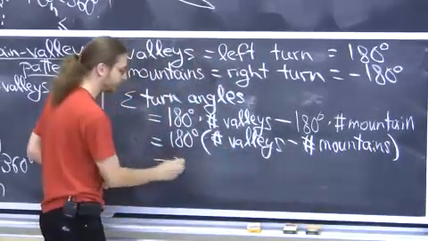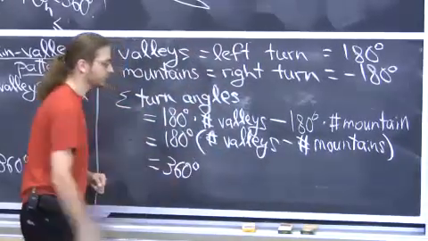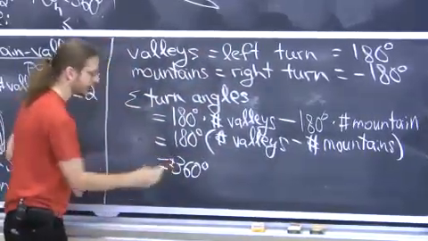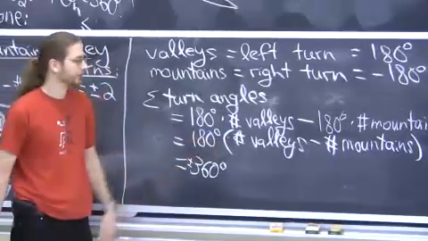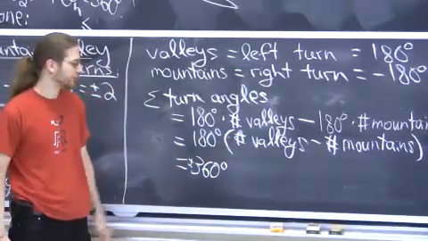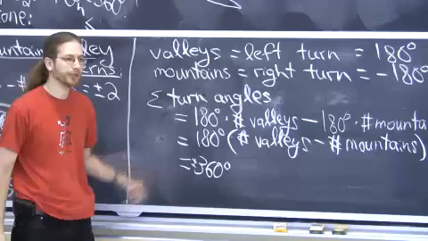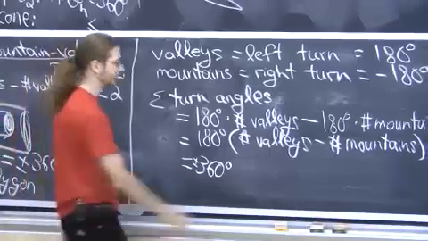And this thing is supposed to equal 360, plus or minus 360. How could that be? Well, the number of valleys minus the number of mountains should be either 2 for plus 360 or negative 2 for minus 360. So that proves the theorem.